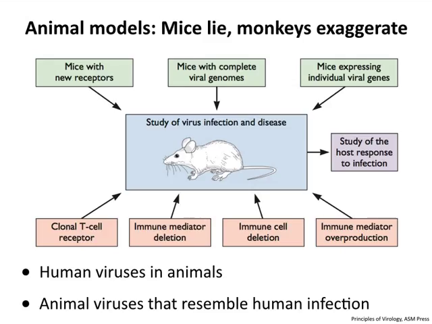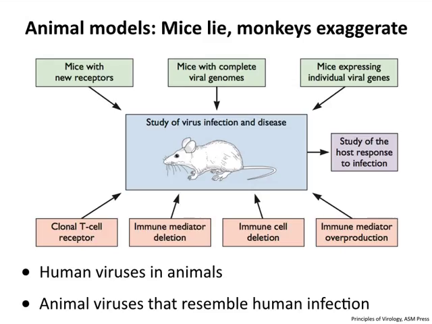All right, so this is taking an animal, a mouse is shown here, but it could be any of a number of convenient animals, and you put a human virus into it and you study the infection. Alternatively, sometimes that doesn't work. You can't take a human virus and get it to replicate in an animal. An example is HIV. It's been very difficult to infect animals with HIV. Only recently has it been possible, but for many years it wasn't.